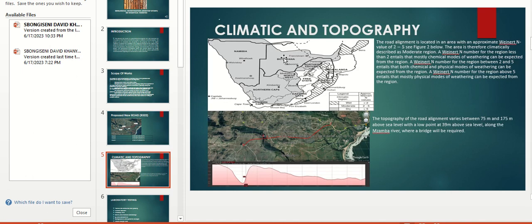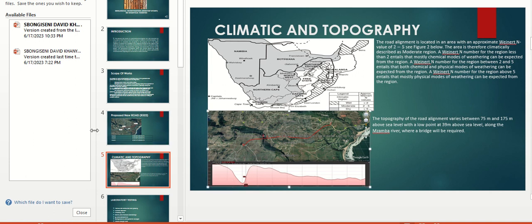Now we're going to look at the climatic and topographic conditions of the new proposed road. The road alignment is located in the area where a Weinert N value is between 2 and 5. As you can see on figure 2, the area is therefore described as a moderate region.